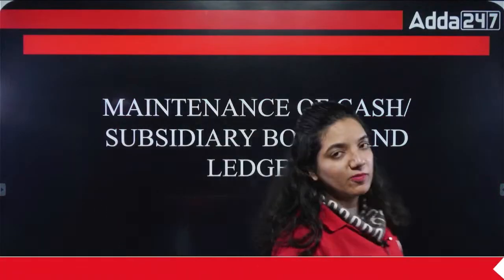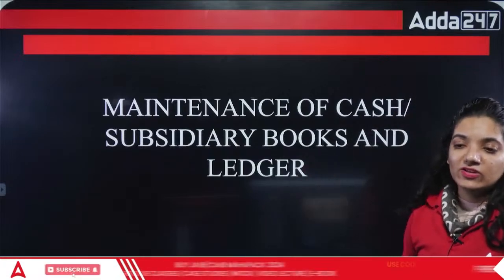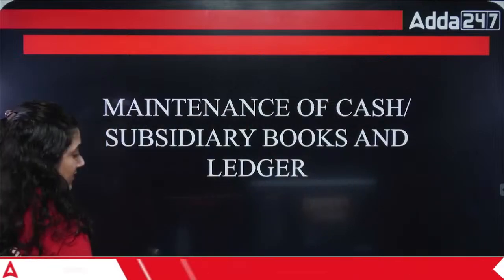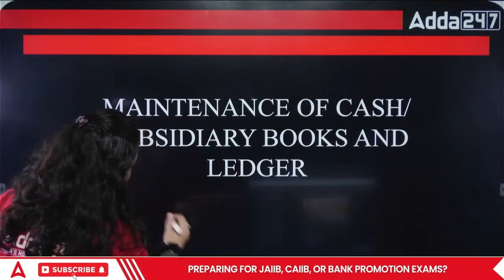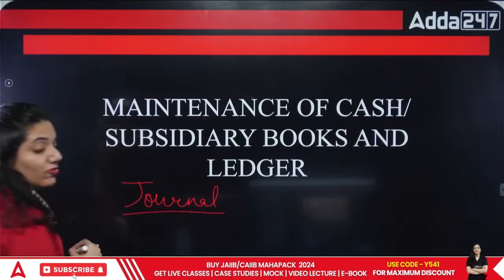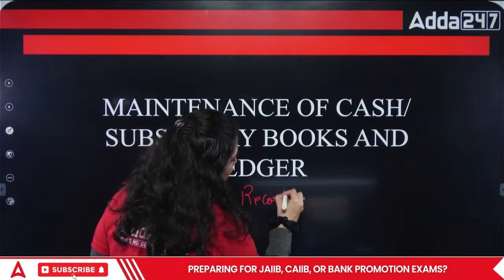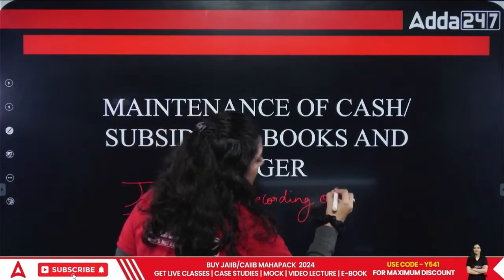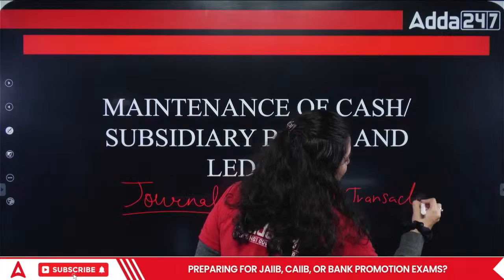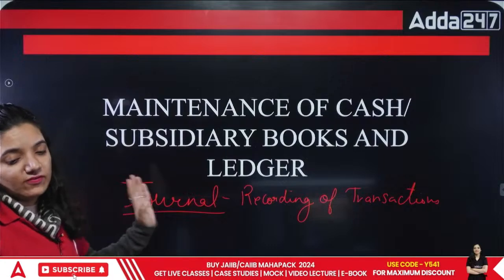Now, today I'm going to talk about the next unit, that is maintenance of cash, subsidy books, and ledger. So we'll be talking about all of these. The first thing that happens in any business is journal. Let's talk about the journal first. What do you mean by journal? Journal is basically through which the entire recording is done, the recording of each and every transaction. First is journalizing. Once you have journalized it, then the first part is over.